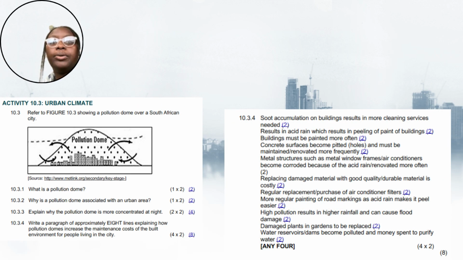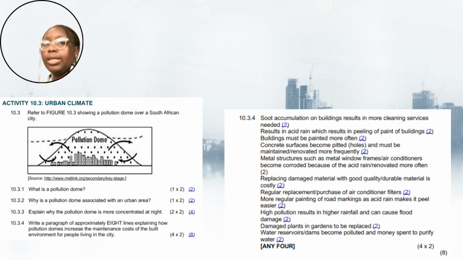So now we have to explain how the pollution domes increase the maintenance costs of the built environment for people living in the city. So we can have soot that accumulates on buildings, which results in more cleaning services needed. There's also acid rain, which we said would peel the paint of buildings, which means we need to paint more. Concrete surfaces become pitted or have holes. We need to therefore renovate those. Metal structures become corroded, so corrosion is a thing, because of the acid rain, and we now also need to renovate those more often.